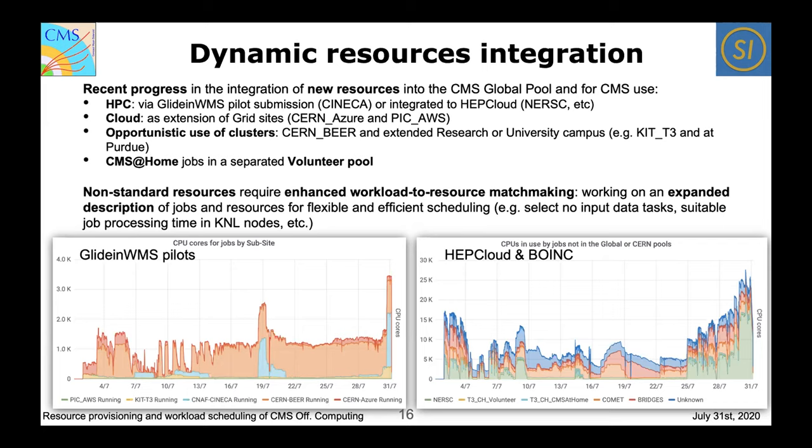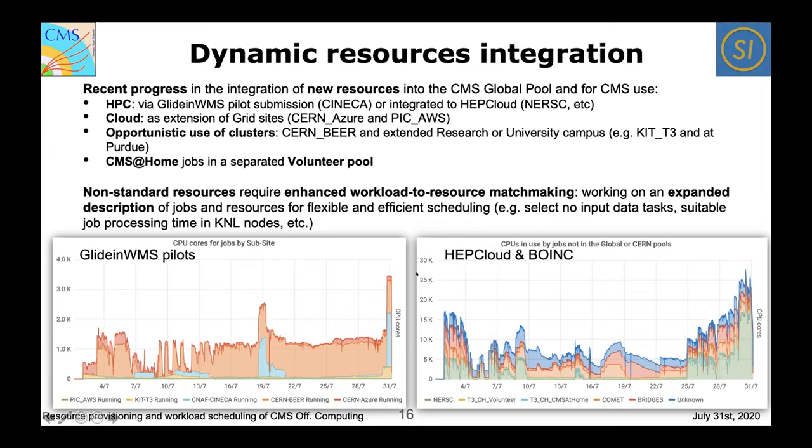We have been using new cluster resources. For example, you might have heard of this BR resource at CERN. This is batch on NEOS racks, let's say. And we have also access to extended research or university campus resources, such as, for example, in KIT or Purdue University. And finally, we have the volunteer pool for CMS at home.